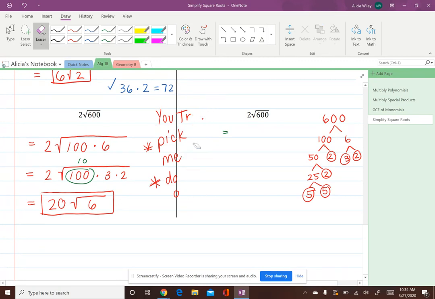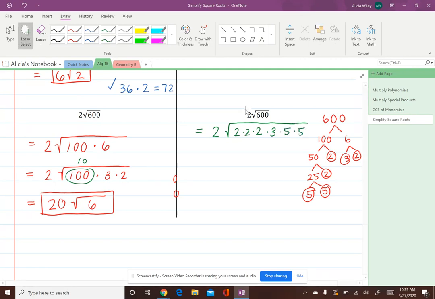I can even erase this. Oh, my line went away. Okay, so what I get here is a 2 on the outside, and then underneath I have all kinds of numbers. I have 3 2s, I have a 3, and I have 2 5s. So now what you're doing is looking for perfect squares, which would be pairs of numbers.